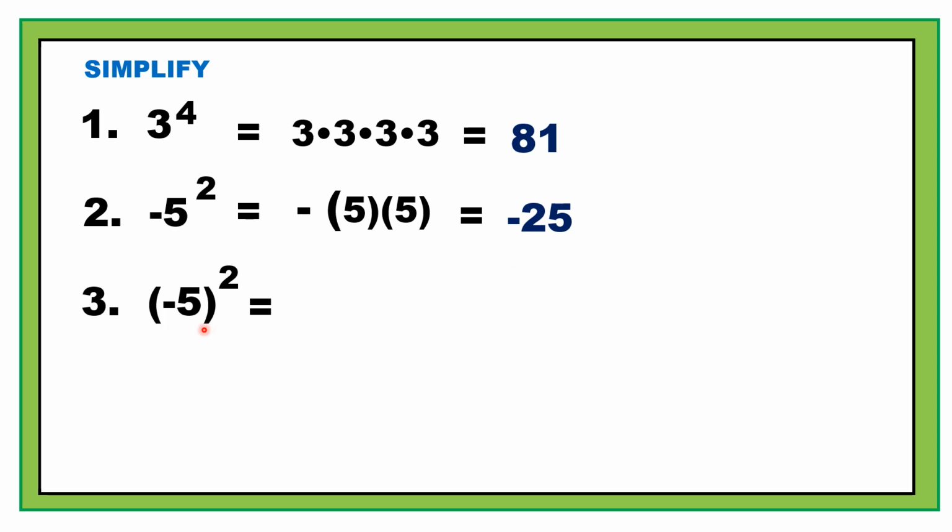Number 3, the quantity of negative 5 squared. So, kung mapapansin natin, pareho ang number 2 at ang number 3. So, ang difference lang nila is yung number 3 naka-enclose sa parenthesis. So, dito, ang exponent ay 2, ang base natin ay negative 5. So, ibig sabihin ng the quantity of negative 5 raised to the second power, this is equal to negative 5 times negative 5. And negative 5 times negative 5 is equal to 25.